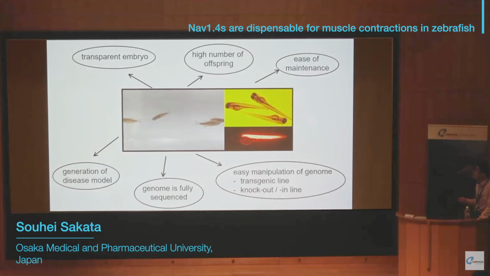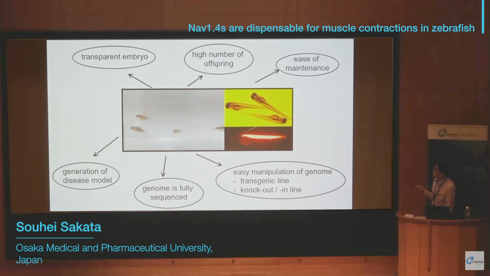We use zebrafish. Zebrafish are small fish, and the length of the body is around 2 or 3 centimeters. This is an adult, and we also use larvae in our experiment. The length is about 3 to 5 millimeters, and they are transparent. This is one advantage of zebrafish. Transparency enables live imaging of cells and tissues by introducing a fluorescent tag.